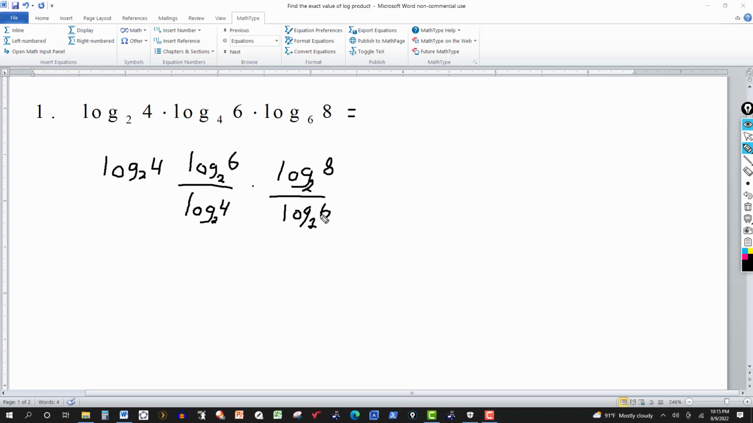There you have it. We did it that way because now this log of 6 to base 2, log of 6 to base 2, those divide out. Log of 4 to base 2, 4 here to base 2, those divide out. So we're left with the log of 8 to base 2.